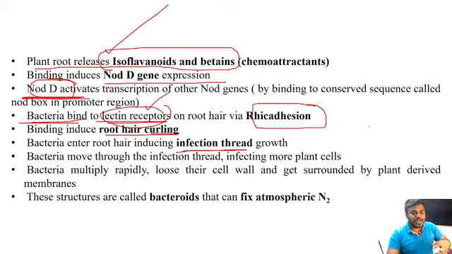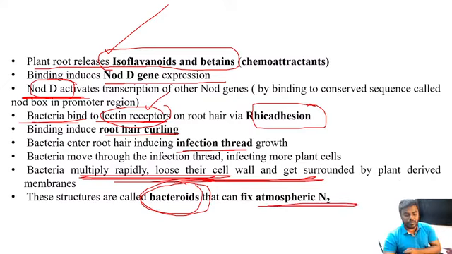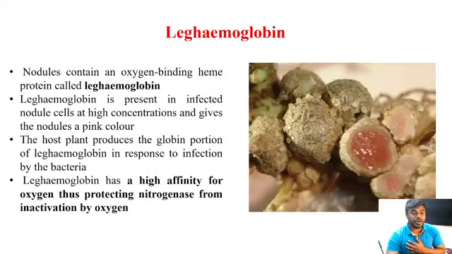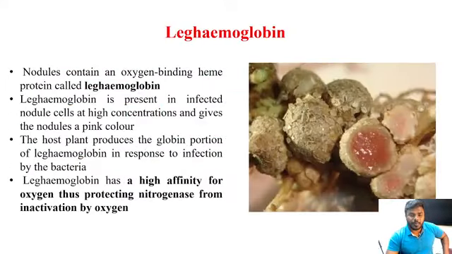What is happening now? In the infection thread, bacteria multiply rapidly, my friends. They multiply rapidly, lose their cell wall, and form a structure called bacteroids. That is the one which is going to fix the atmospheric nitrogen. Now everyone pay attention. Sir, why have we done all this? The ultimate goal is what? We produce the nodules. This is our ultimate goal.